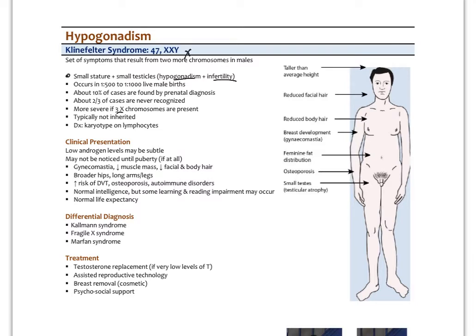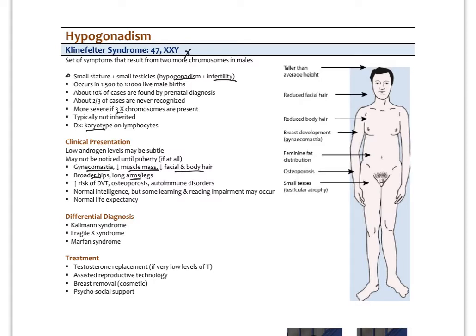And the diagnosis is primarily to do a karyotype on lymphocytes. So that's a fairly simple test. They can look at the chromosomes in lymphocytes, and they can count the number of chromosomes and see how many X chromosomes there are present. The clinical presentation, the low androgen levels can be really subtle, again, might not be noticed until puberty, if at all. But typically things like gynecomastia, decreased muscle mass, decreased facial and body hair would be expressions of this.